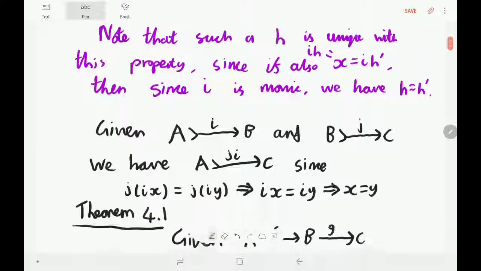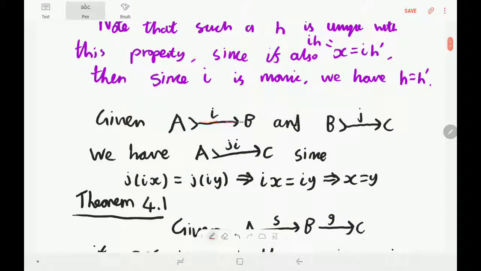Now, a few more properties of monics. One is that the composition of monics is monic. So suppose we have a monic I from A to B and a monic J from B to C. Then J after I is monic. We see that J after I after X equals J after I after Y implies, since J is monic, that IX is IY. And since I is monic, that implies X equals Y.